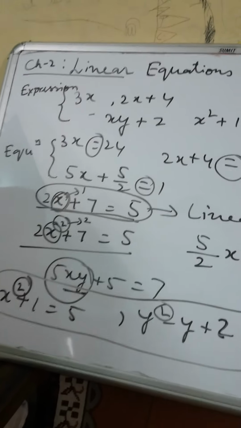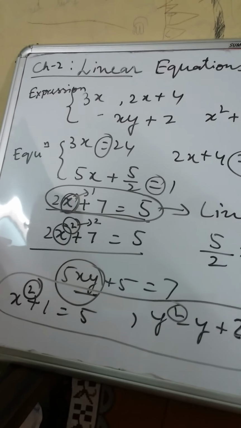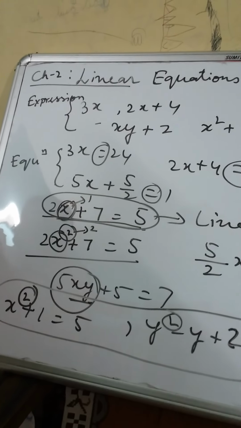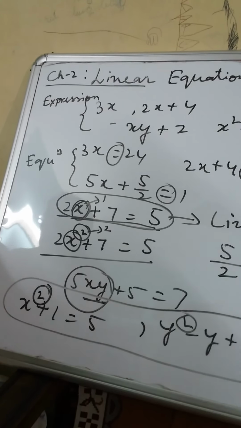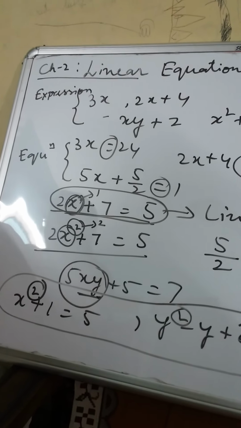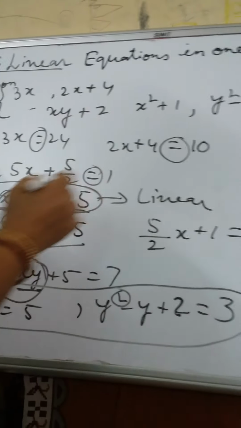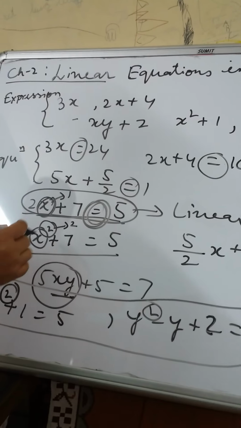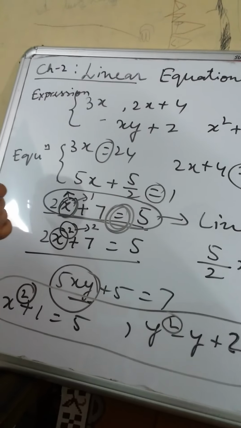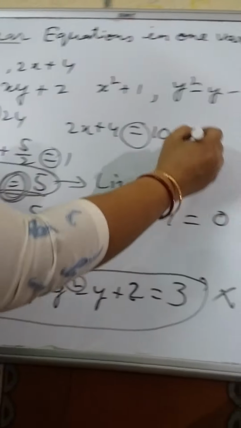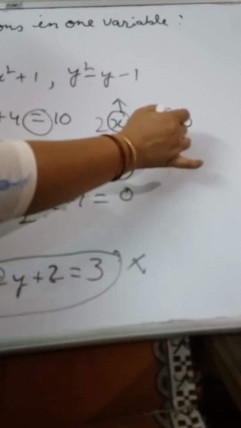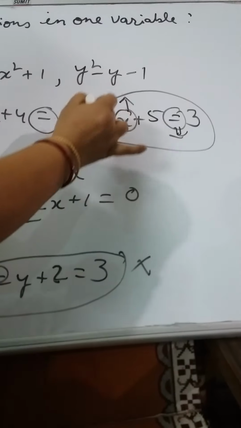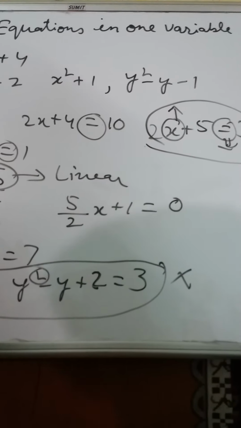Next, an algebraic equation is an equality involving variables. It has an equal sign and it has variables. Say if I take this for an example, this is the variable, this is the equal sign, and it will make a linear equation.